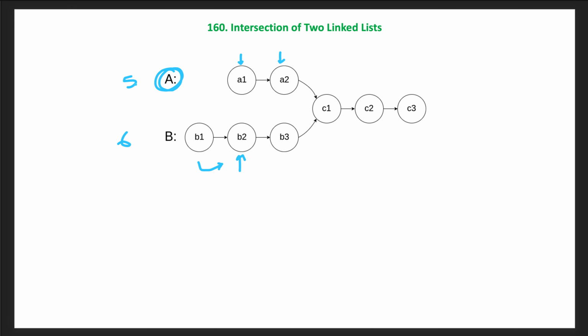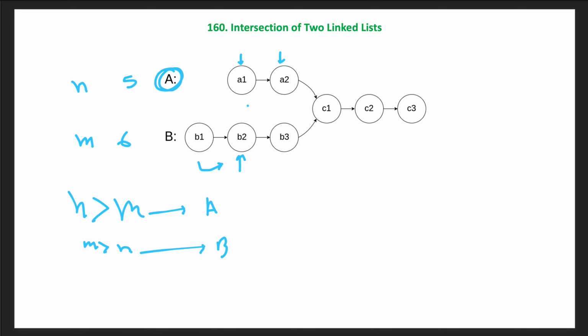Once the length remains, let's say this is n and this is small m, we will run whichever is greater. If n is greater than m, we will update the head pointer of A, and if m is greater than n, we will update the head pointer of B. Once they are equal, after that we will start one by one from the nodes here.